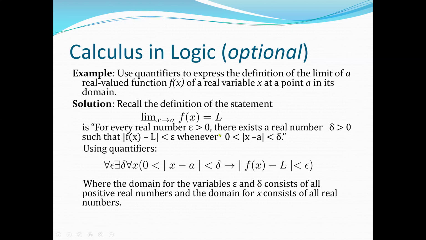So for every real number epsilon, there exists a real number sigma such that |f(x) minus L| is less than epsilon whenever 0 is less than |x minus a|, which is less than sigma. And using quantifiers, this is what we said. The domain for the variables consists of all the positive real numbers, and the domain for x consists of all real numbers also.